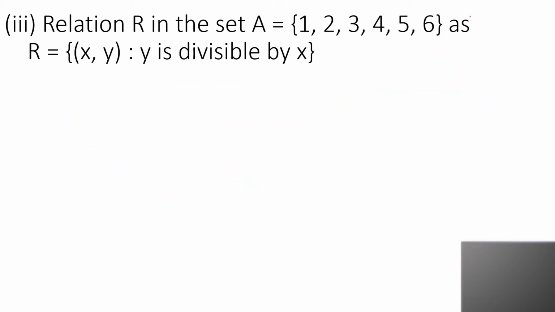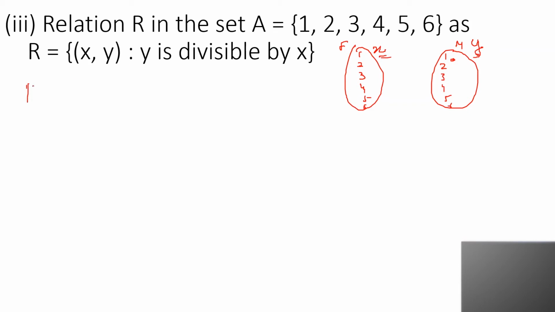Next is a relation R in a set A = {1, 2, 3, 4, 5, 6} defined as y is divisible by x. Y is divisible by x means y is a multiple and x is a factor. So x is a factor of y, we can say this.